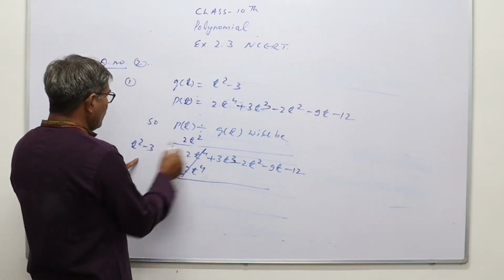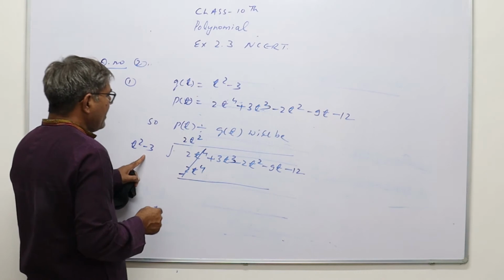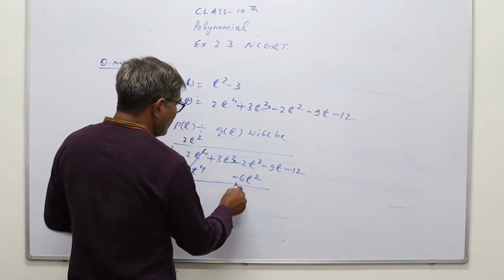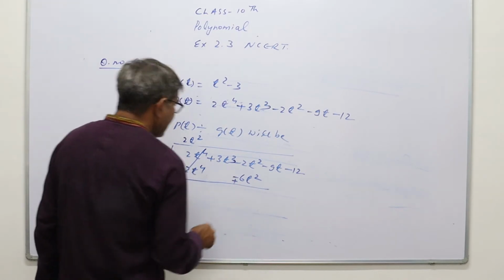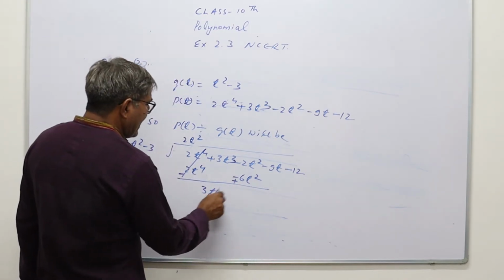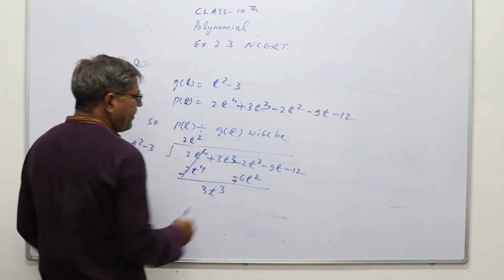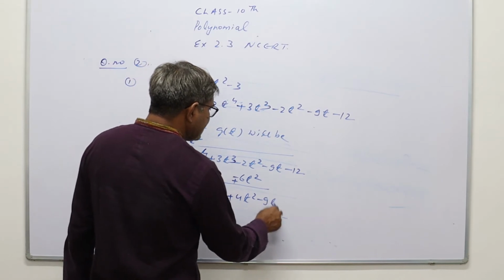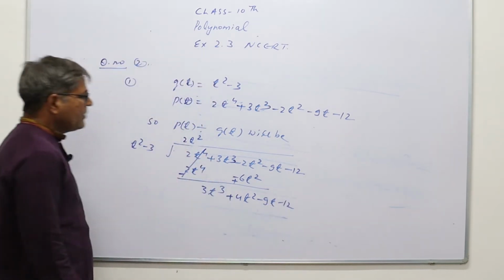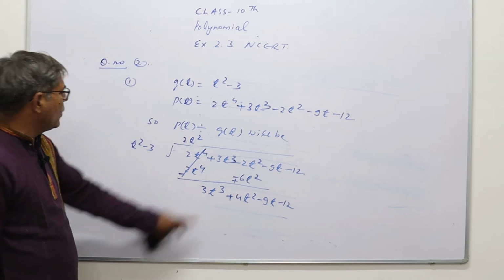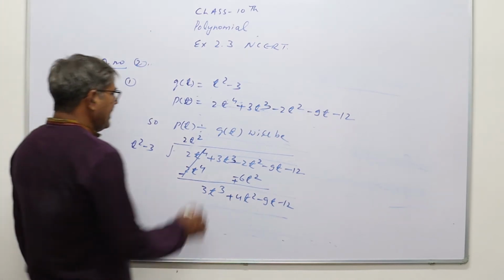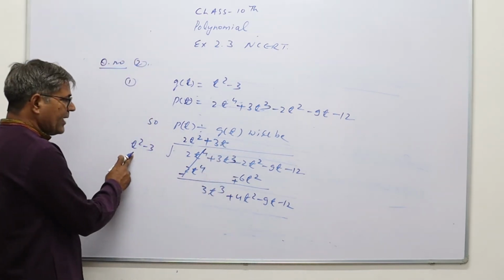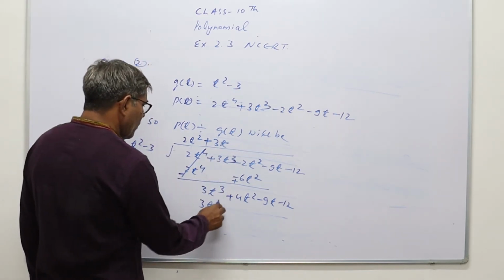So here 2t square into minus 3, that is minus 6t square, so it will be plus. Then 3t cube will be as it is, and minus 2t square plus 6t square, that is plus 4t square, minus 9t minus 12. Now see, the highest degree term is 3t cube. So how will we find it? If we multiply by 3t, then 3t into t square is 3t cube.